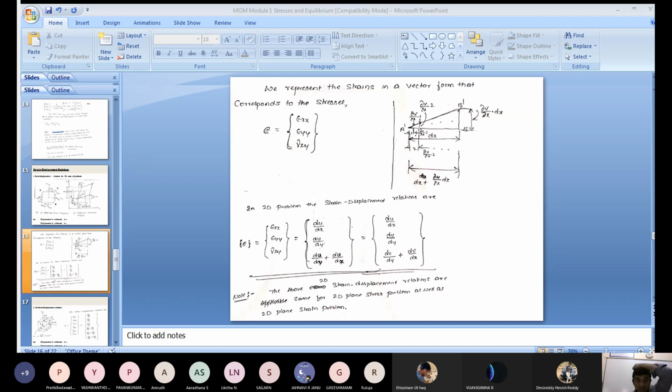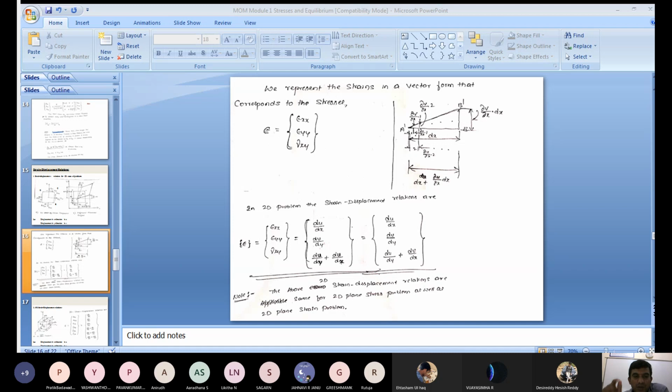What is the first normal strain? Strain occurred in x-axis, epsilon xx. What is the change in dimension along the x-axis? It is u. Am I right? The deformation along the x-axis is u. Change in length is nothing but du. Du by what is the original length along the x-axis? It is dx. Are you getting this equation? So give me a response.